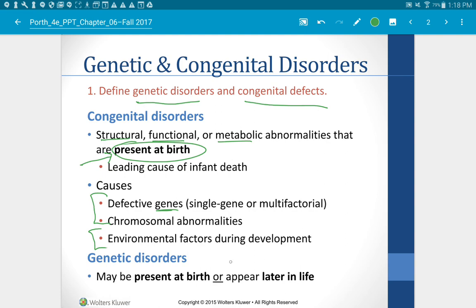Now, genetic disorders in broad terms can present at birth or they can appear later in life. Like we just talked about Huntington's disease and how sometimes it happens later on in life. Genetic disorders don't always have to occur right at birth.